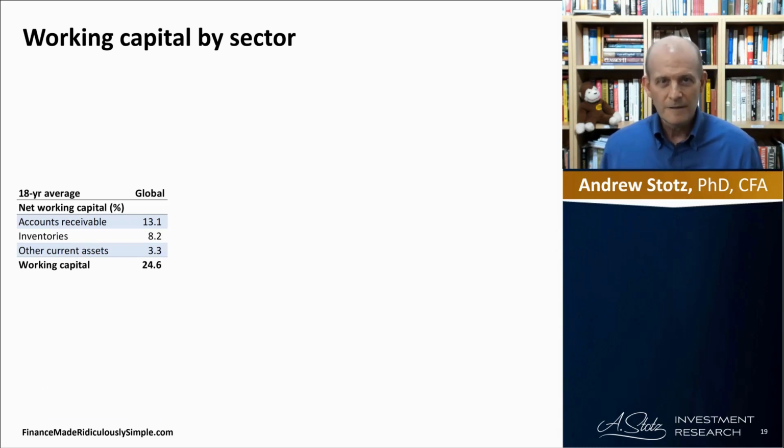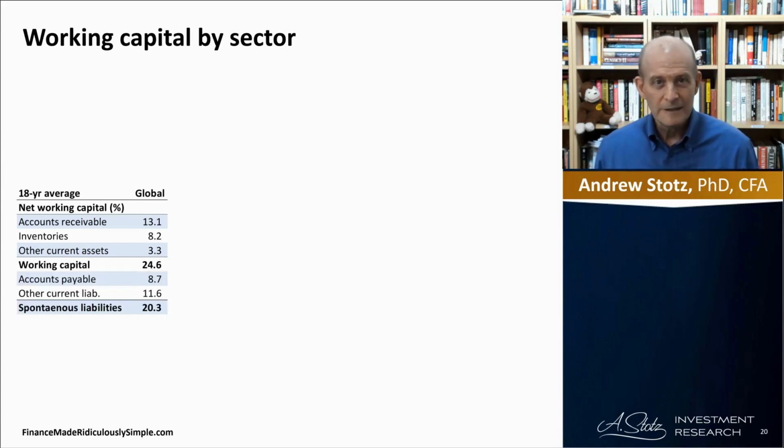So I'm just going to look at the global 18-year average, and these are in percentage terms, right? So we can see accounts receivable are 13% of total assets, inventories 8%, and other current assets 3.3%. And so we end up with working capital of 24.6. Now, we're looking at a common size statement, but you could really think of it in dollar terms if you wanted to. The next thing we would do is look at the accounts payable, and let's say first we'd add them up to say what are our spontaneous liabilities, and in this case it's 20.3.